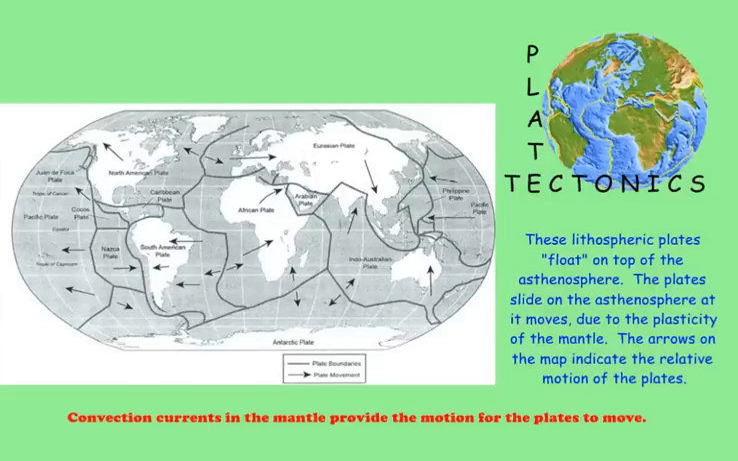The lithospheric plates float on top of the asthenosphere. The plates slide on the asthenosphere as it moves due to the plasticity of the mantle. The arrows on the map indicate the relative positions of the plates. Convection currents in the mantle provide the motion for the plates to move.